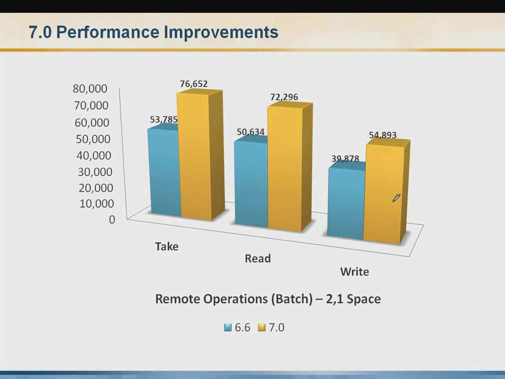The last performance number I want to talk about is remote operations. So you can see here, I chose just a representative sample. Here we see the performance of remote batch operations, read, write, and take, and we can see that with every operation, there is a 30% to 40% performance increase between 6.6 and 7.0. So to summarize that part of the webinar, we're very pleased with the performance improvements we've gained in this release, and we think it provides very good value and very good reasoning for users to upgrade to 7.0.